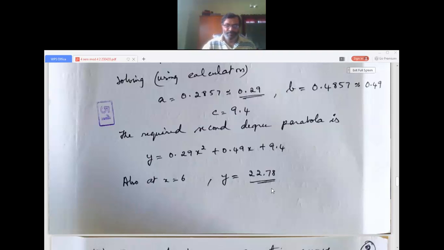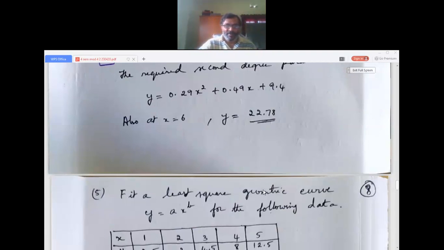So now, next question. See, this is of the third type. Now we are discussing something about the third type of equations. Find a least square geometric.